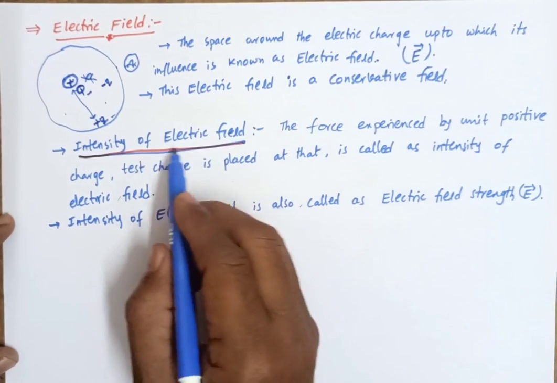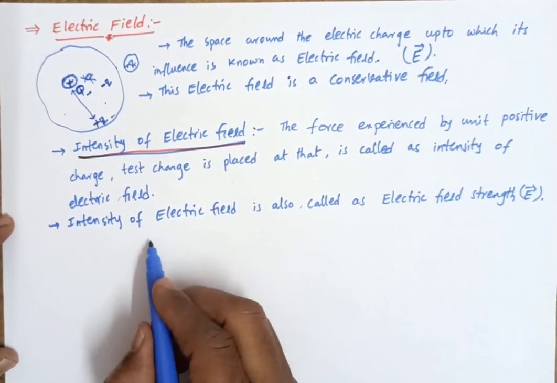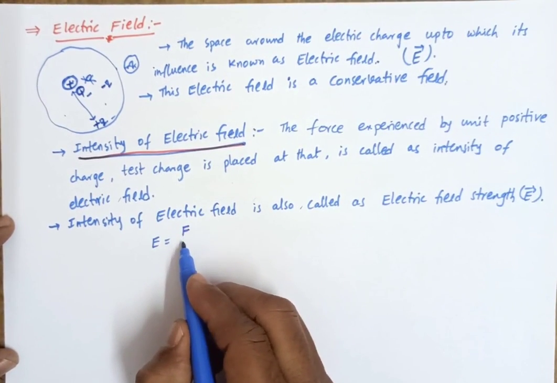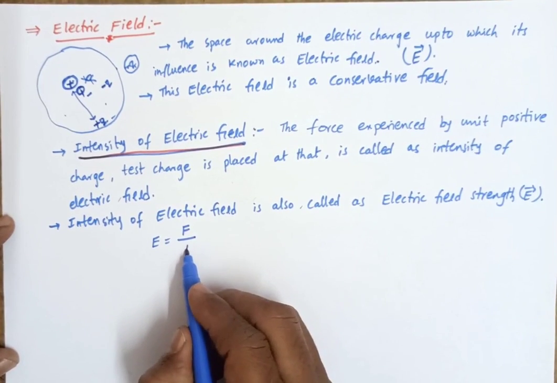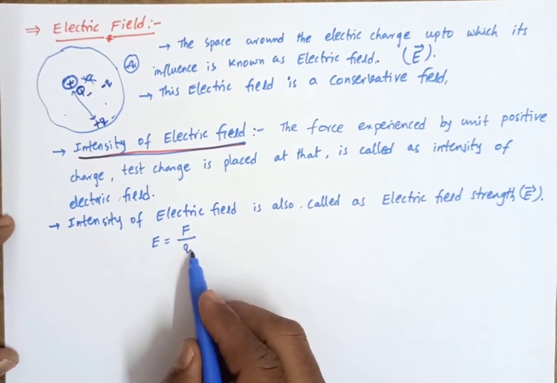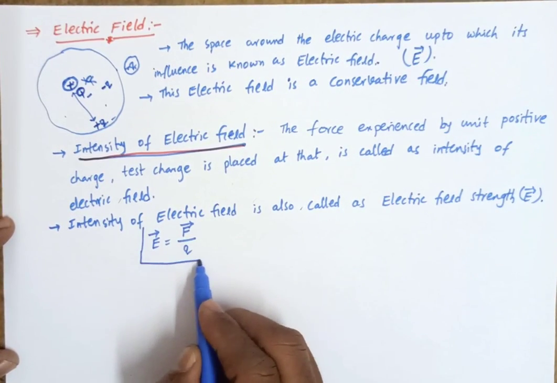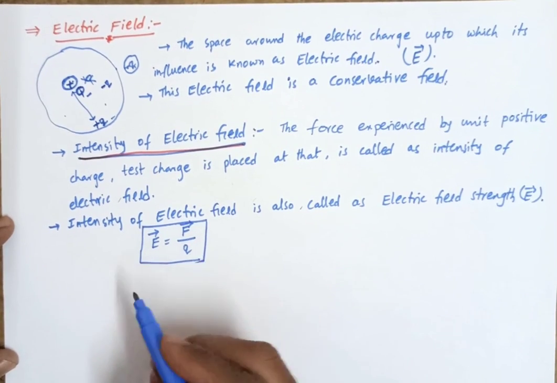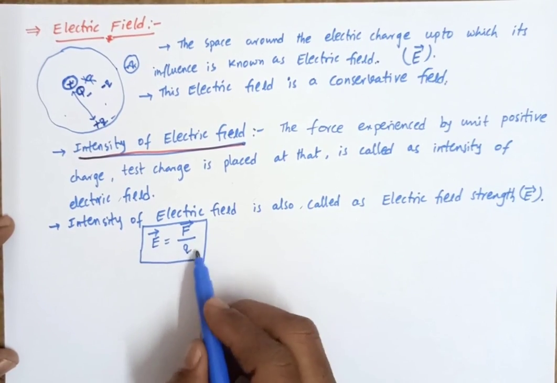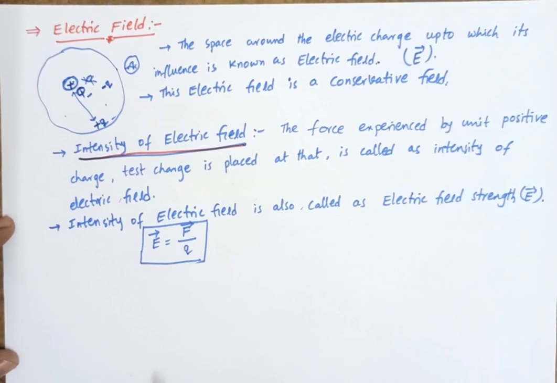So the intensity of electric field, or electric field strength E, is the force experienced by a positive test charge. Electric field strength E bar equals F bar by q. Here small q is the test charge and capital Q is the source charge.